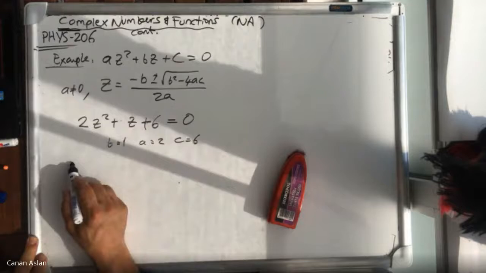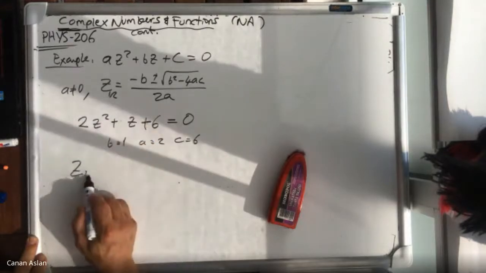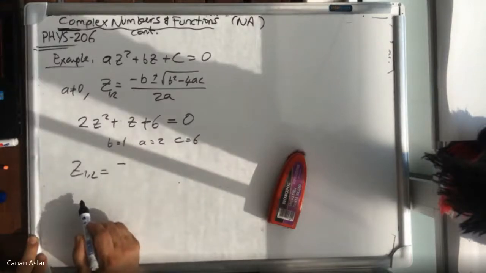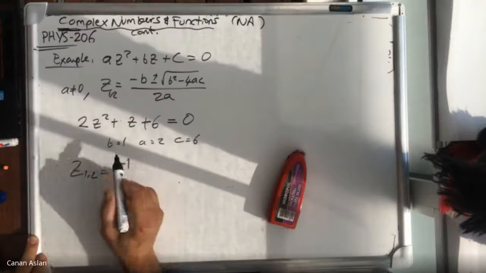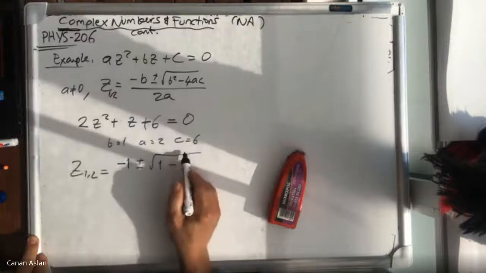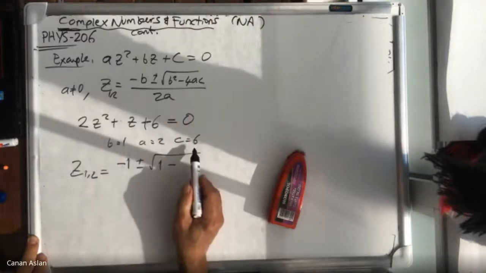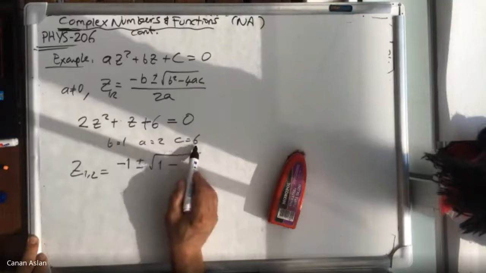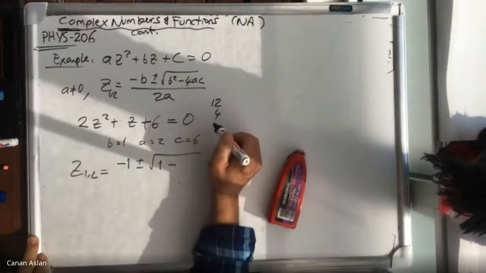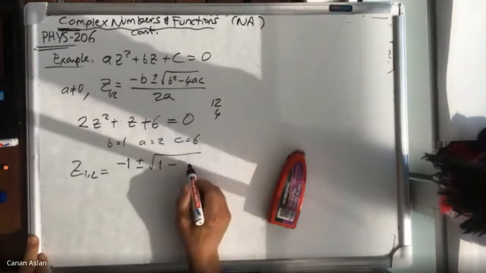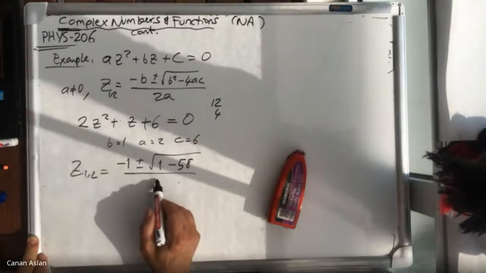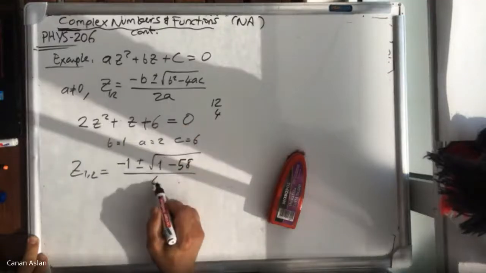In this case, the roots z1,2 are given as minus b, which is just minus 1, plus and minus square root of b squared, which is just 1, minus 4ac. So the product of a and c is 12, times 4 is 58, divided by 2a, which is just 4. 2 times 2 is 4, okay?